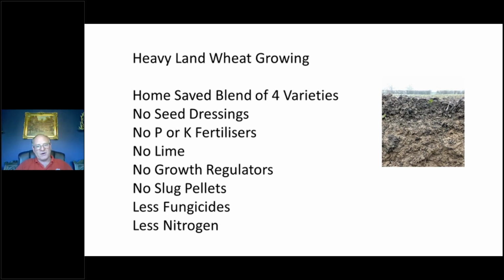So I originally mixed up 4 varieties, and I've saved the seed from them. I think it's about 5th year now, and really I've lost all interest in recommended lists and new varieties and anything like that. This is way better for me. It's adjusting, and it's most suited to my soil and my system, and it's evolving all the time.